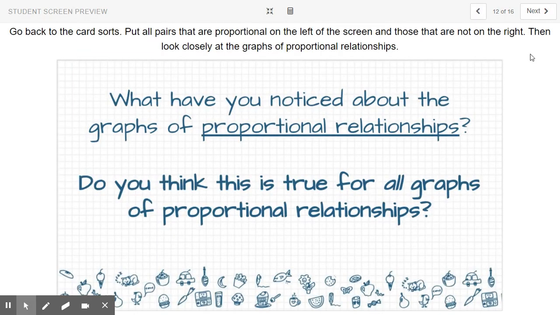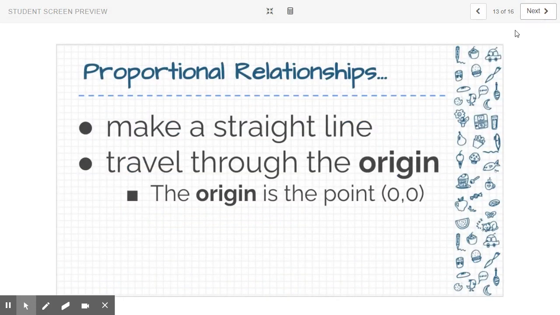So we have already done this. So we know proportional relationships will make a straight line. We are also using the word linear. Linear means straight line, okay? So it must make a straight line and it must travel through the origin, which is 0,0, in order to be a proportional relationship, the graph, okay? So literally you can look at graphs now and decide if something's proportional or not, okay?